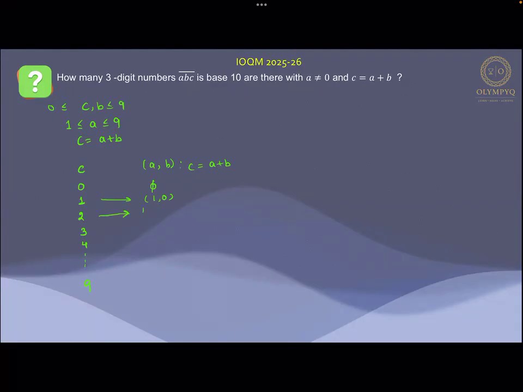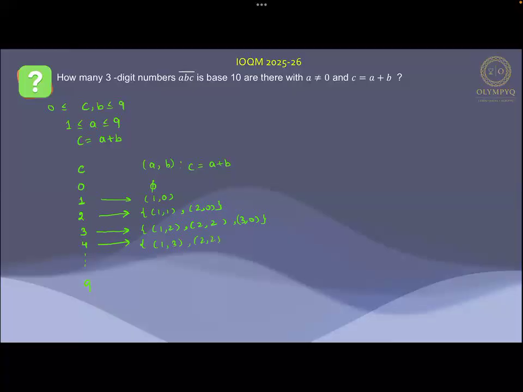Here the first ordered pair will be (1, 1) and the second ordered pair will be (2, 0), and no other ordered pair will be possible. For the third case, for C equal to 3, we'll have the ordered pairs (1, 2), then (2, 1), and the last one will be (3, 0). For C equal to 4, we have the ordered pairs (1, 3), then (2, 2), then (3, 1), and lastly (4, 0).